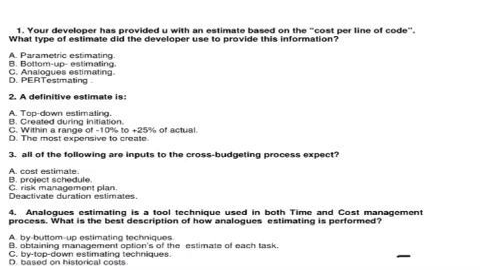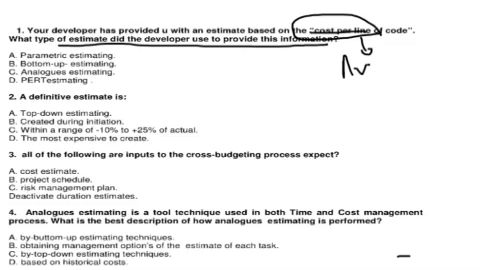Now, the first question is, your developer has provided you with an estimate based on the cost per line of code. What type of estimate did the developer use to provide this information? So here the key is cost per line of code, and here we are talking about an average cost per line of code based on historical information. And the answers given here are parametric estimation, bottom up, analogous, and PERT.